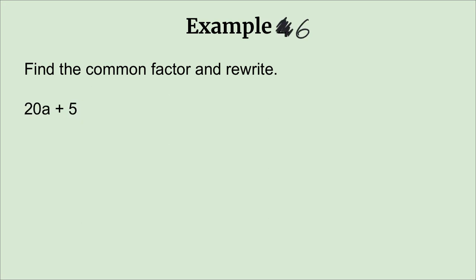Our last example here, we've got a 20 and a 5. Both of those share a 5, so we're going to pull a 5 out, and then we'll be left with a 4a. 5 divided by 5 is 1, so it'll be 4a plus 1.